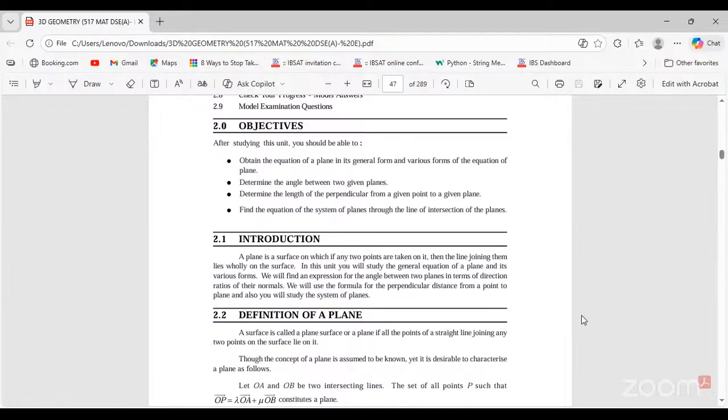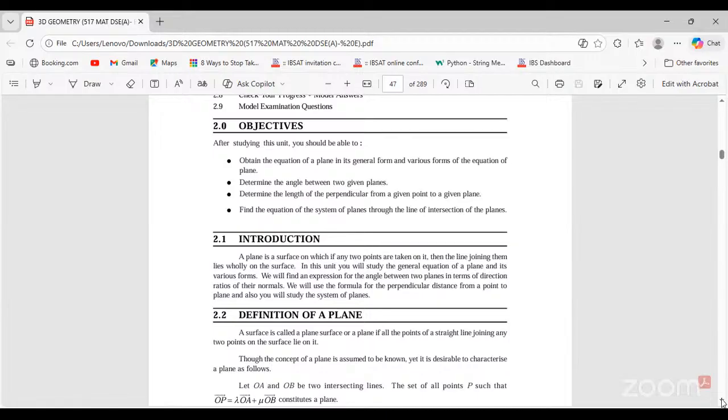Then find the equation of the system of planes through the line of intersection of the planes. This is the objective of the chapter. So what is the introduction? A plane is a surface such that if 2 points are taken on it, then the line joining them lies wholly on the surface. The angle between two planes is given in terms of direction ratios of their normals. Already we have discussed in a previous topic direction ratios and direction cosines.